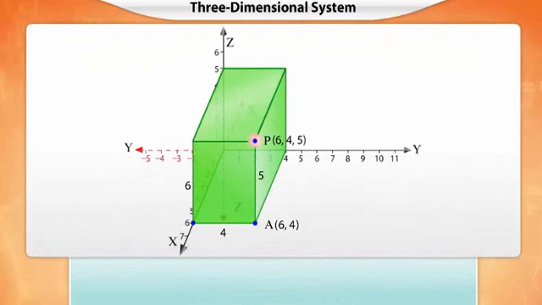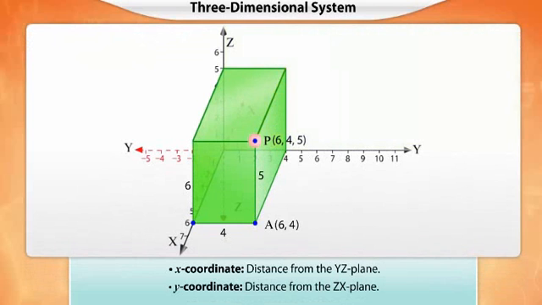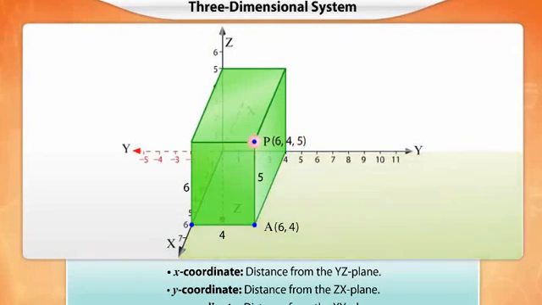From the plot, we can see that the x-coordinate gives the distance of the point from the yz plane. The y-coordinate gives the distance of the point from the zx plane. And the z-coordinate gives the distance of the point from the xy plane.